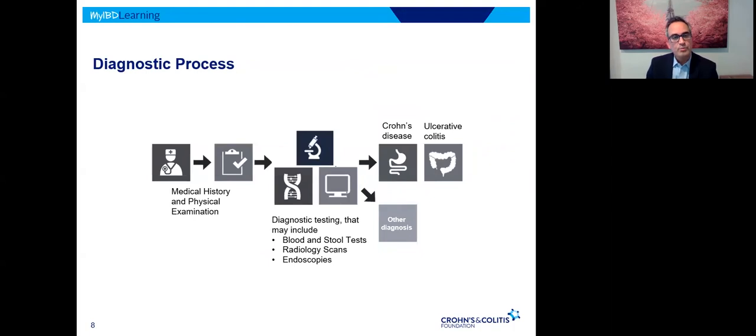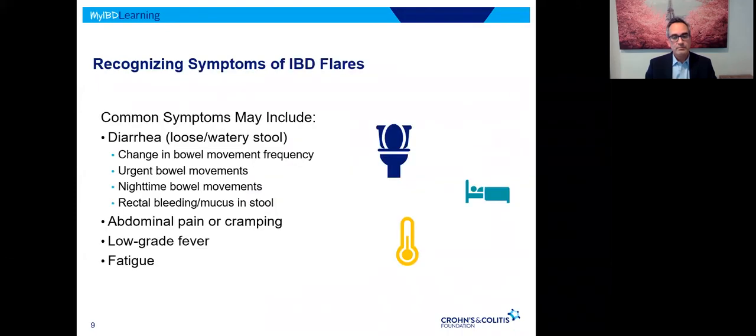There is a process through which patients are diagnosed with inflammatory bowel disease. Initially, they might meet with their primary care provider or gastroenterologist who obtains a medical history and completes a physical exam. Then diagnostic testing may be undertaken that includes blood and stool tests, radiology scans, endoscopy, colonoscopy, and then a diagnosis of Crohn's disease or ulcerative colitis is achieved, or other diagnoses may be entertained.